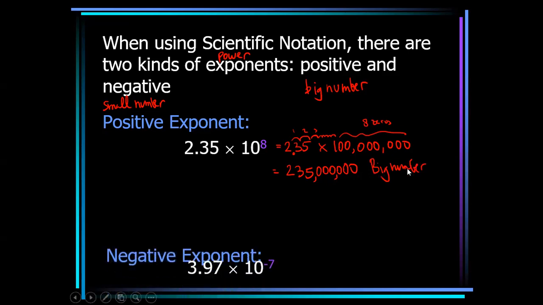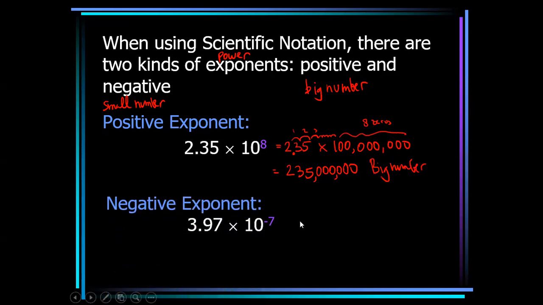But for a negative exponent, negative 7, it means you have to divide by 10 million, right? So 3.97, you divide by 10 power 7. If you multiply, you go forward, but if you divide, you go backwards. So here, go back 7 times: 1, 2, 3, 4, 5, 6, 7. You move the decimal 7 steps and put the decimal here, right?